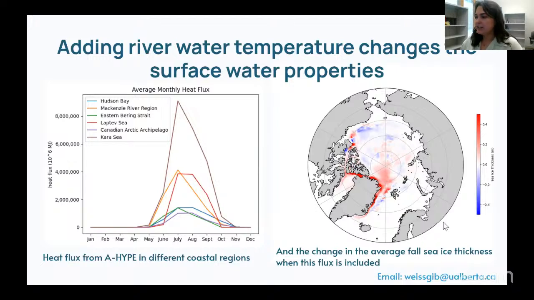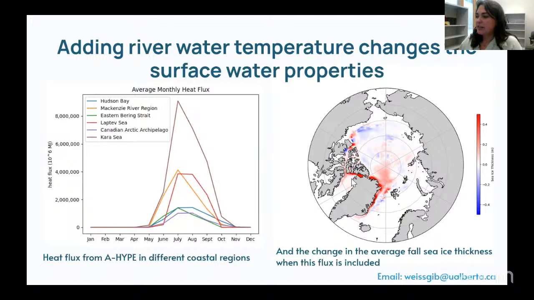And if you look on the right here, I have a map of the average change in the fall sea ice thickness when you include this river water temperature compared with the twin run where you don't include it. We can see on the shelf seas, on the shelf regions here, we get this decrease in the sea ice thickness. It's in the range of 5 to 20 centimeters, depending where you are. It's a little bit higher near the Mackenzie and on the Canadian shelf here.